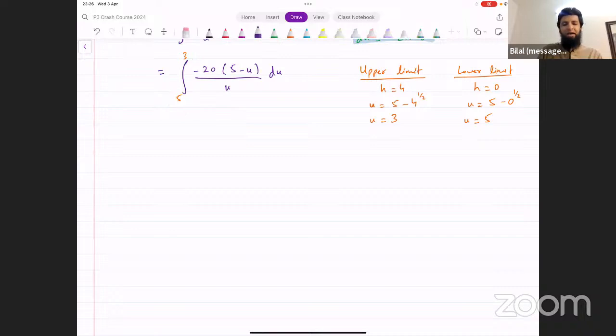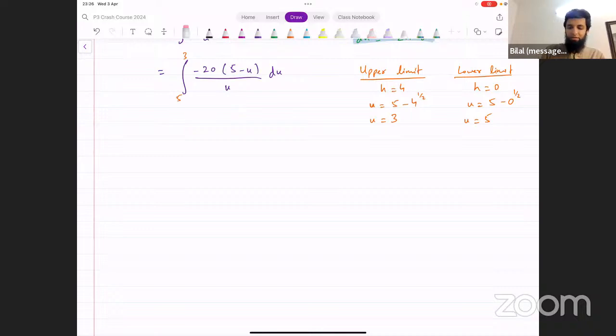But this is not a standard way. This is not a conventional way of writing limits. Generally, we prefer writing the larger value as the upper limit and the smaller value as the lower limit. So we could actually change these limits. We could actually interchange these limits as well.